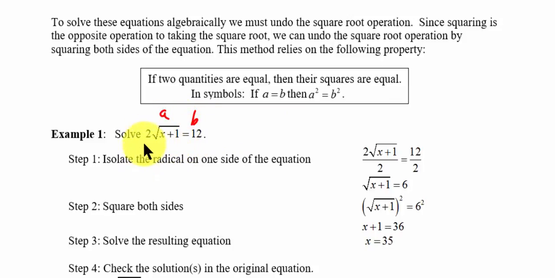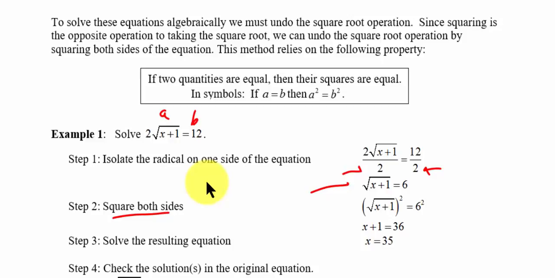So the steps to solving this equation in example 1: isolate the radical on one side of the equation. We want to get the square root, or the radical sign, by itself. The first step is to remove this 2 by dividing both sides of the equation by 2. That leaves us with just the radical on the left side equal to 6. So how do I access what's underneath the radical sign? Well, I'm going to need to square both sides.